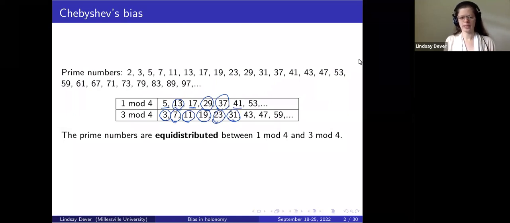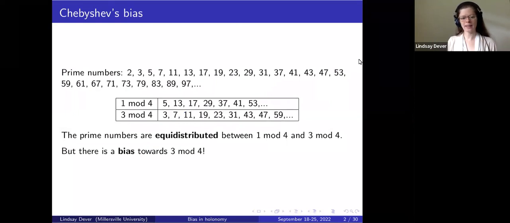So the way that we describe that is we say that there's a bias towards 3 mod 4. So even though there's roughly the same number of primes in each category, 3 mod 4 is still winning the race. So this is often talked about as the primes race.